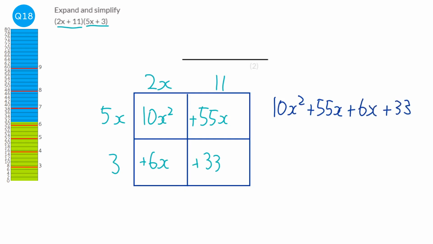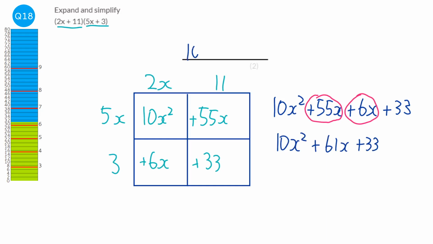You can see that the x terms are like terms, so we can add them together. So we get 10x squared plus 61x plus 33. So our answer will be 10x squared plus 61x plus 33.